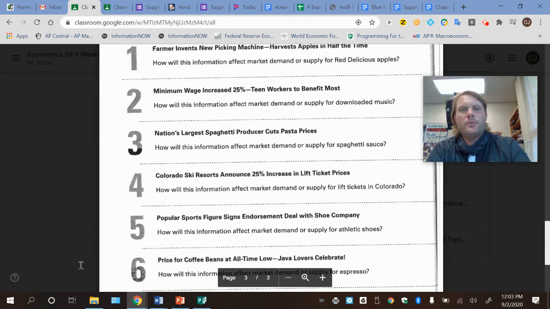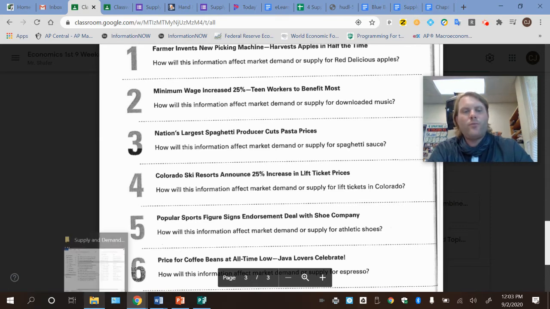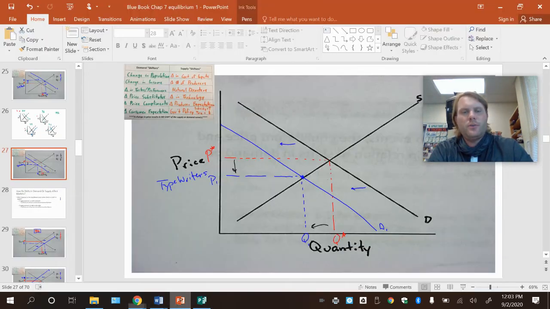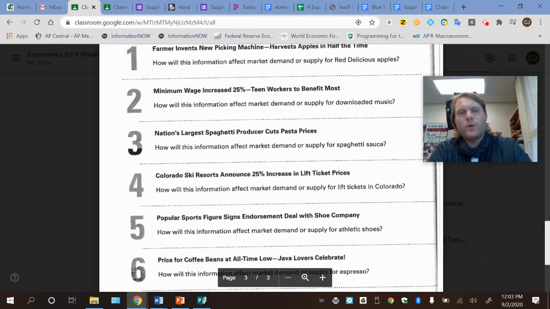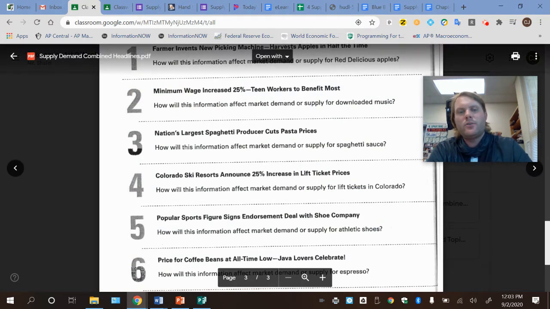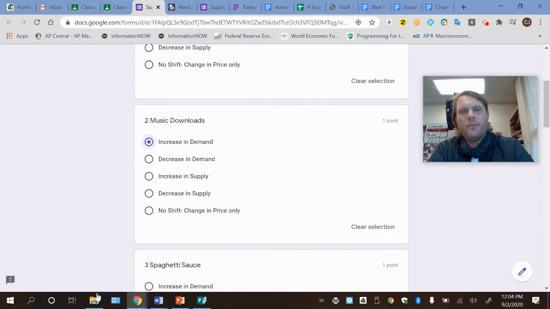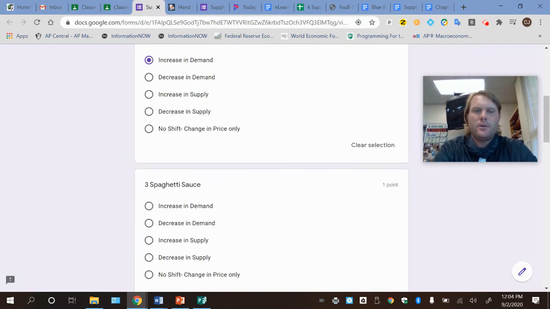All right, number 2, minimum wage. Let's see if we can match a shifter with that. Okay, minimum wage. See if you can match a shifter real quick. Hopefully you're identifying a change in income. Okay, more money means we buy more stuff. We should have an increase in demand for number 2, because our income changed.